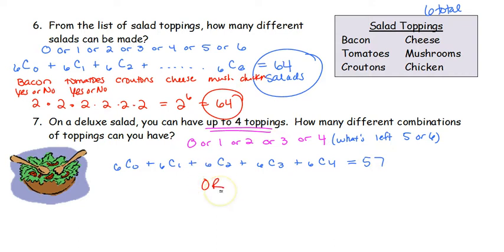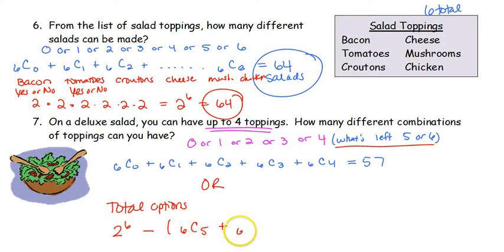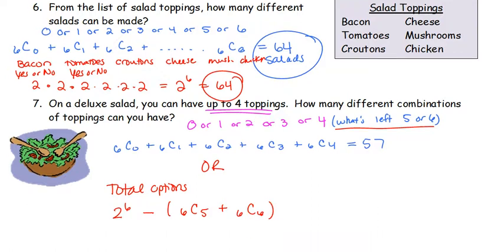But there is a faster way to do this. If we have up to 4 toppings and there's only 6 total, we can do it this whole long way of 0 or 1 or 2 or 3 or 4. But if I think about what's left, there's only 2 options that I'm not considering. So what I could do is take the total options, which we found in number 6, which is 2 to the 6th, yes or no for each of them. There's 6 toppings that we're considering, and I can subtract the 2 that we're not using. Okay, so we can either add up everything that we're getting, or we can subtract what we're not getting. So that would give us 64 minus 7, which leaves us with the exact same answer that we got from up above.